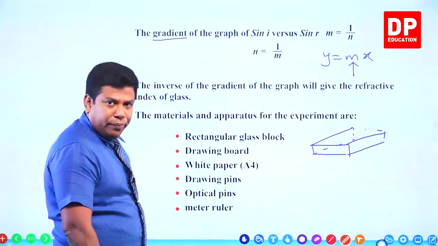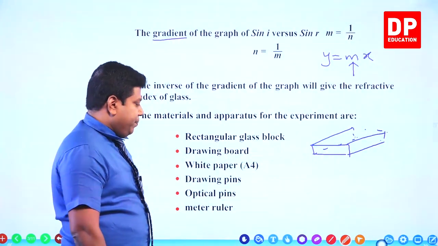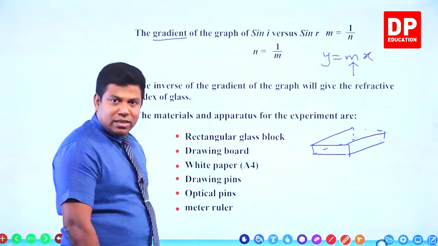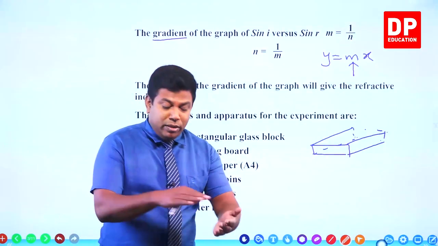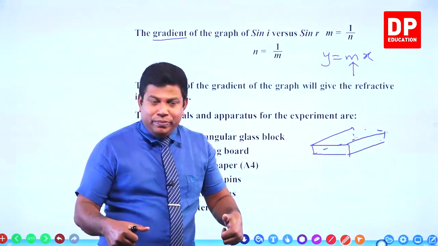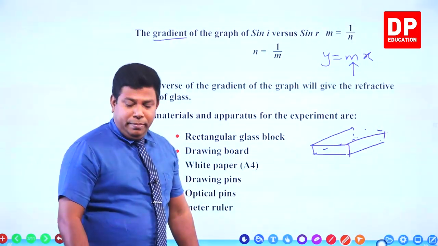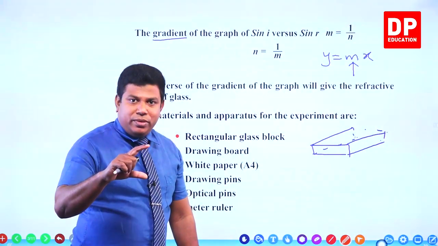A drawing board, white paper. Usually you can write that as A4 paper. Drawing pins. Drawing pins means we need pins to keep the paper on the drawing board and fix it. For that, we need some drawing pins. Optical pins. Bit longer pins you have.